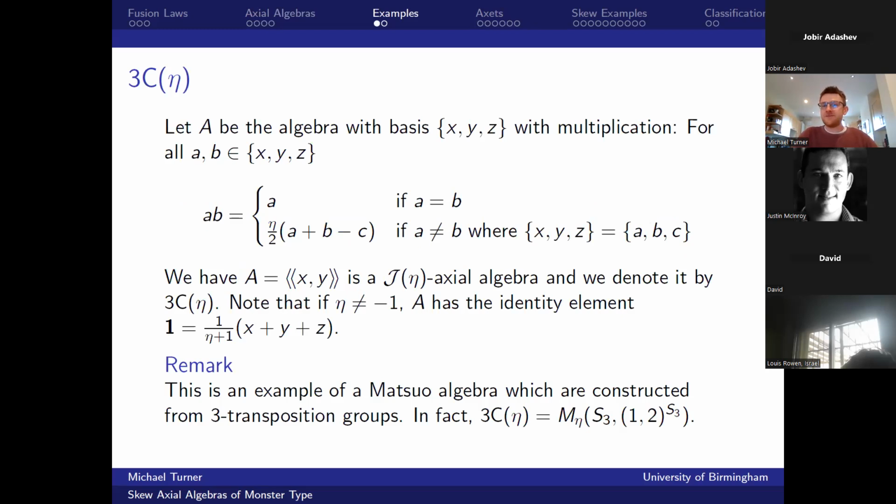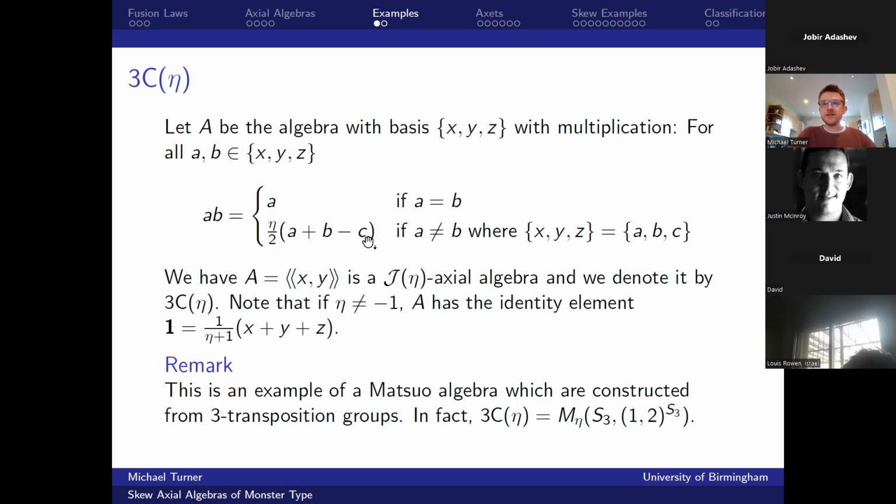So let us have a look at a three-dimensional axial algebra. We've got this basis of x, y, and z, and we've got the following multiplication. If we take two elements in x, y, and z, a and b, I want the multiplication to be as follows. If I multiply a and b, I want it to equal a if a is equal to b. So basically, I want x, y, and z to be idempotents. Further, if a does not equal b, I want it to equal the following: eta over 2 times (a plus b minus c), where c is going to be the third element that I've not picked. So if I was doing x times y, then c would equal z.